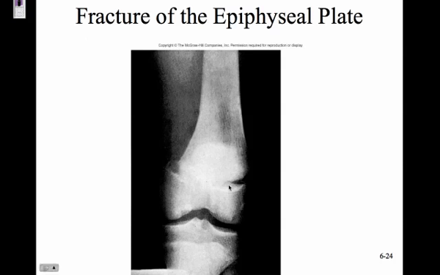Here's a picture of a fracture that's at the epiphyseal plate. And so if you fracture there, it can disrupt the growth of that bone.